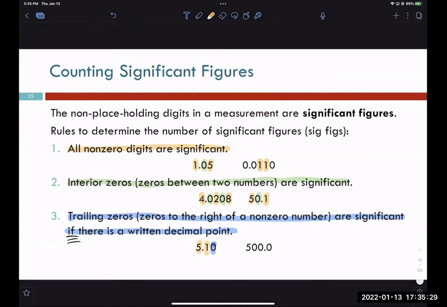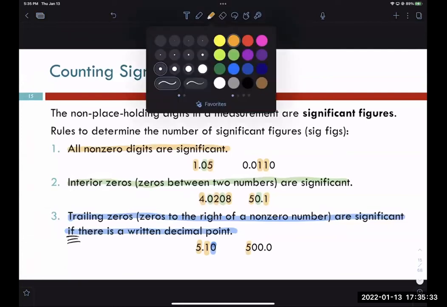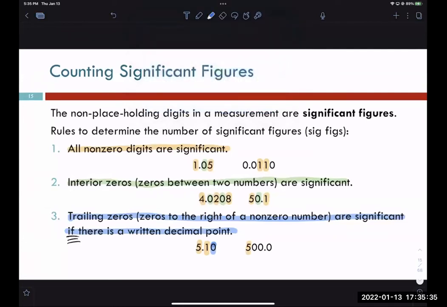For this last one, do the orange first because I got the highlighter out. So 5 is going to be significant. And then again, we have a decimal place. That means that all the zeros that are trailing or come to the right of a non-zero number are going to be significant. And then we go back up to this example at the top, because there's a trailing 0 there. So that would be significant.